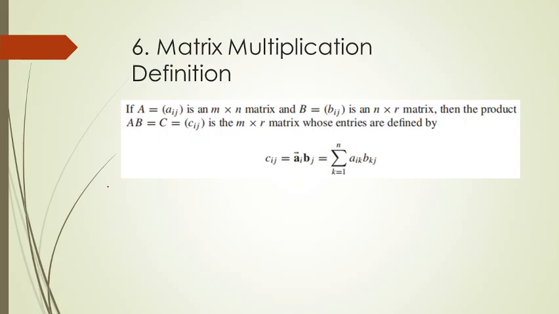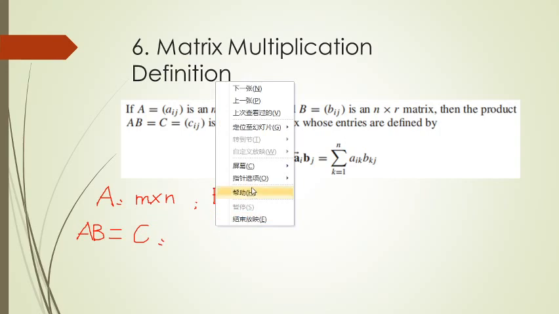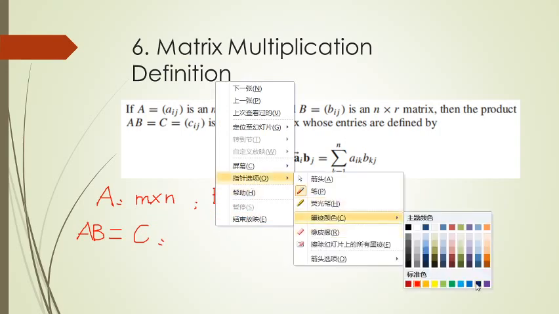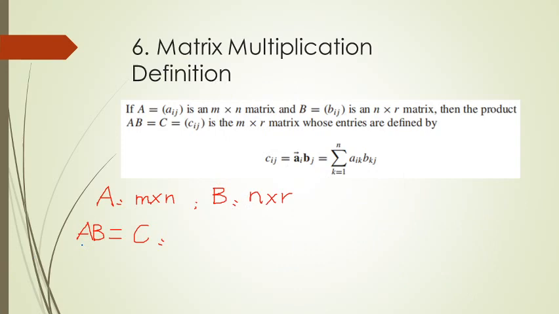So here, A is M by N. Let's figure out the format for the product matrix C. B is N by R. The product of A and B forms a new matrix. What is the format? So that will be A times B. Okay, be careful here. I write A times B. It's different from B times A.